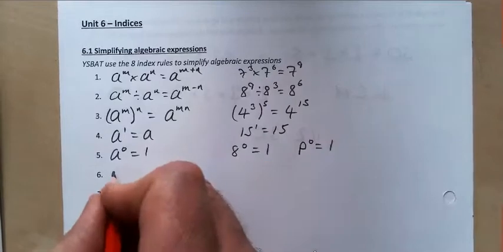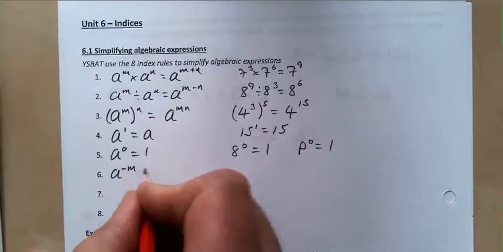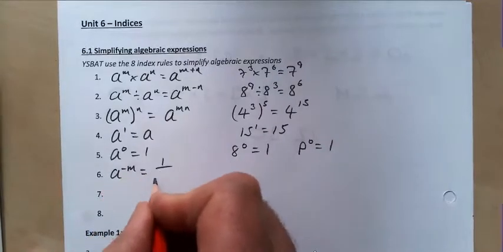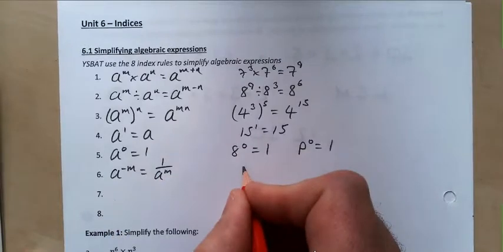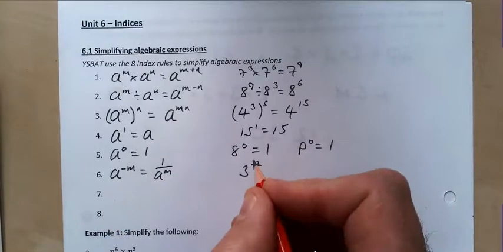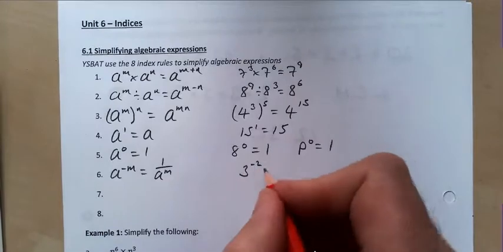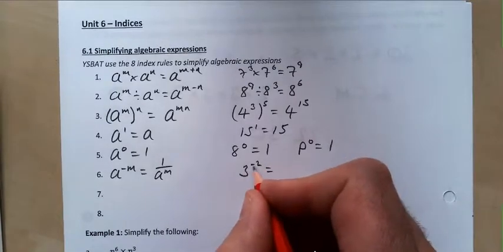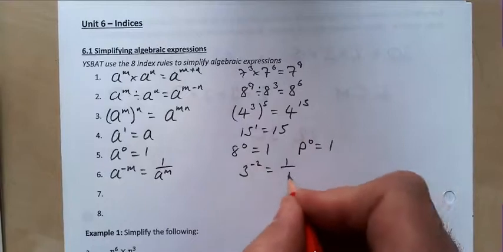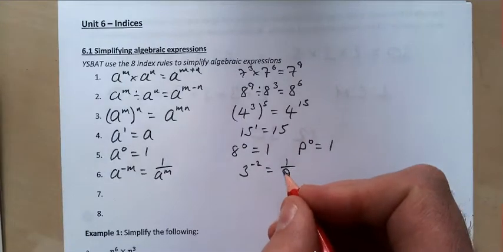Rule 6 then is a to the power of minus m is 1 over a to the m. For example, say we have 3 to the power of minus 2. A lot of people think you're going to get a negative answer. But the 2 does what it always does. It squares the 3, it gives you the 9, and the minus means 1 over. So our answer to that is going to be 1 over 9.